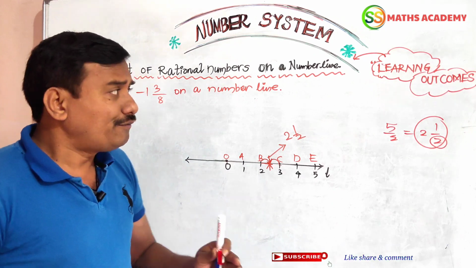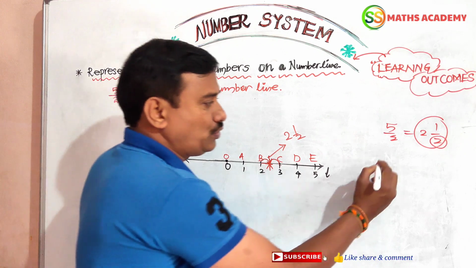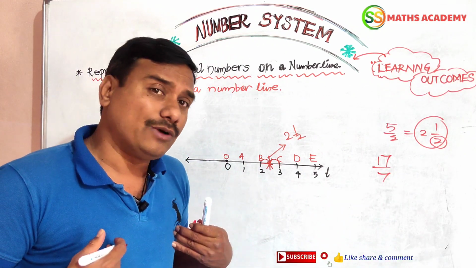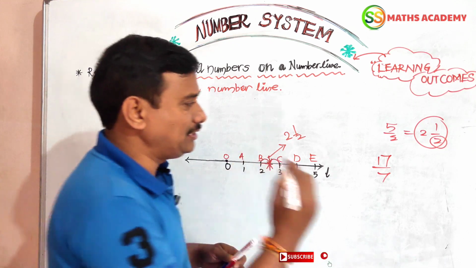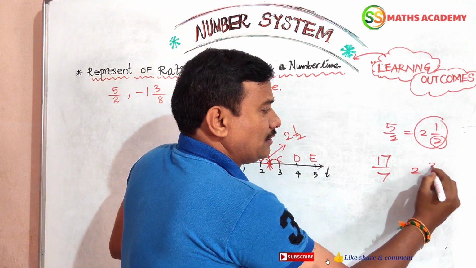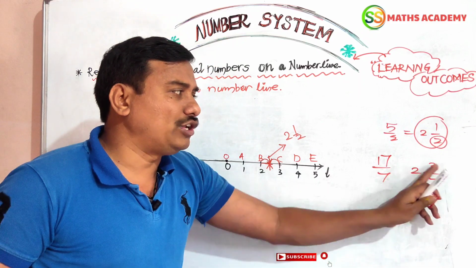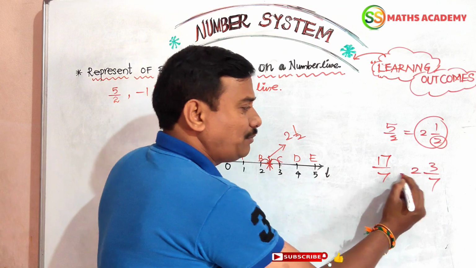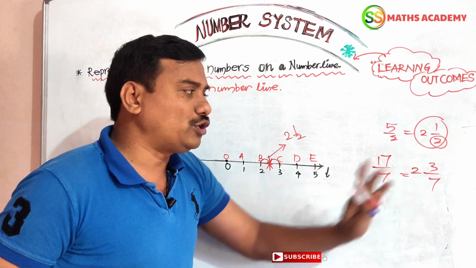Remember, dear friends. Suppose I take one different question: 17 by 7, one more improper fraction. What do I have to do? Convert it into a mixed fraction. Simple. 7 twos are 14, 14 plus 3 is 17. I converted the improper fraction into a mixed fraction. What is the mixed fraction? It will be located after 2.